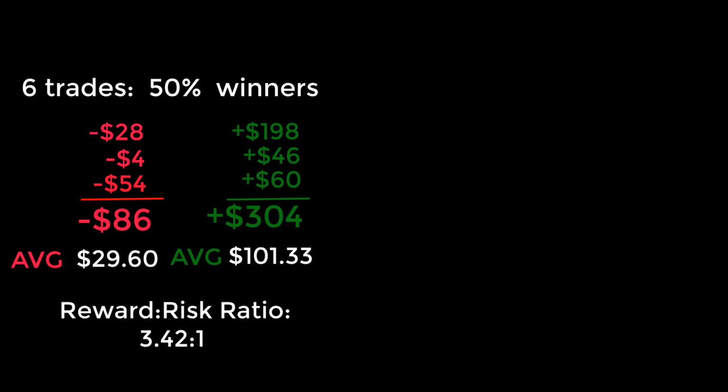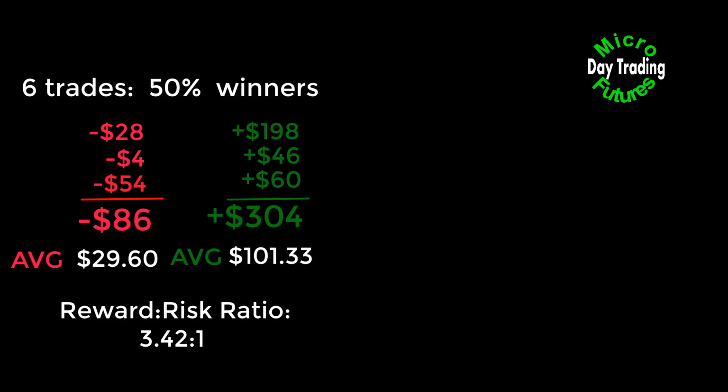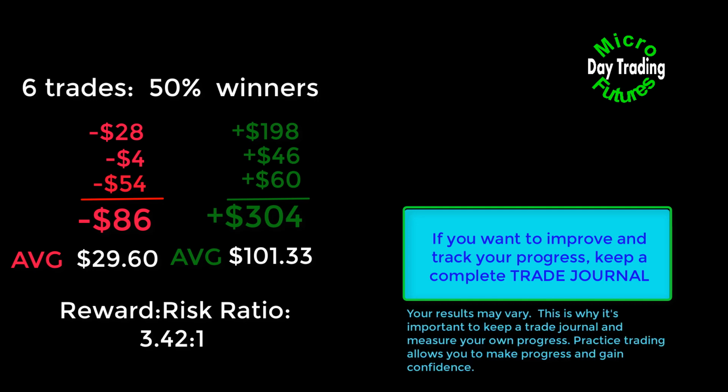Average loss of the 3 losing trades, $29.60. And the average win out of the 3 trades that total $304, the average win is $101.33. The risk-reward ratio is pretty good, actually. Almost 3.5 to 1. And by the way, anything over 2 to 1 on the reward risk ratio, you're doing pretty well. So I would say our system worked just fine during this 16-hour period that we took here.